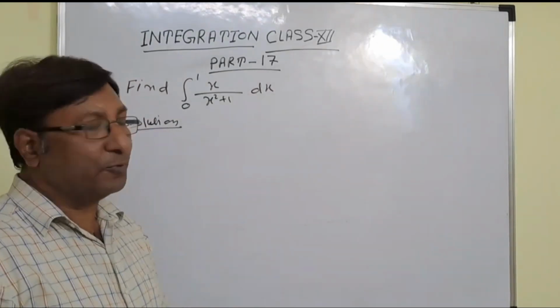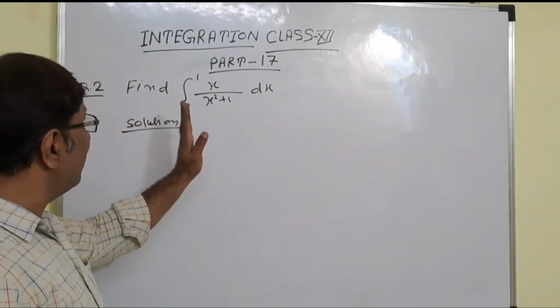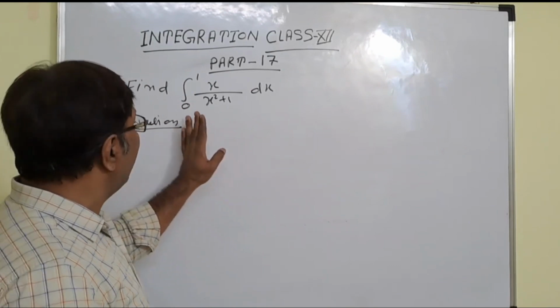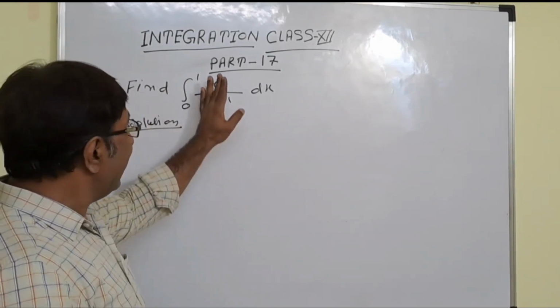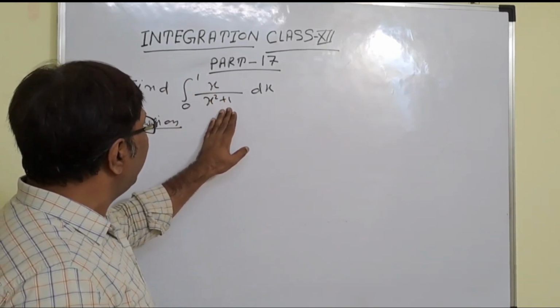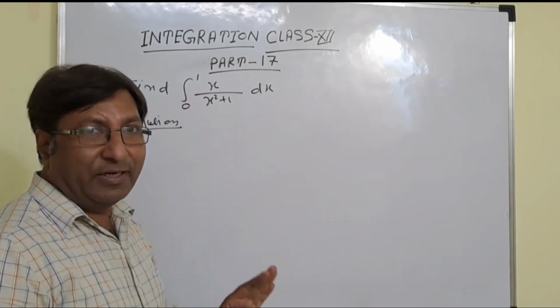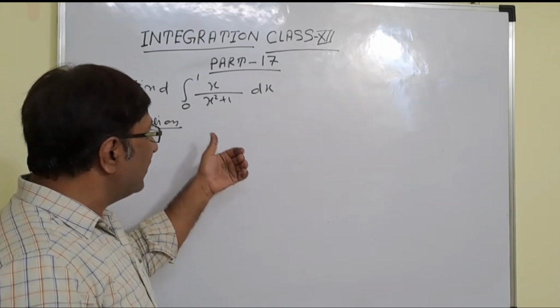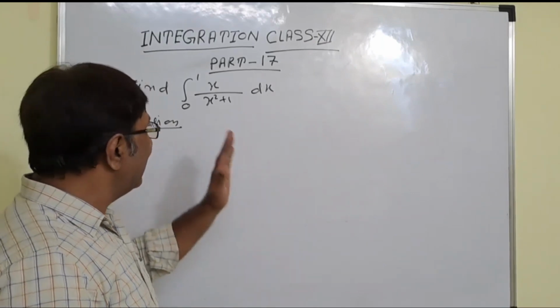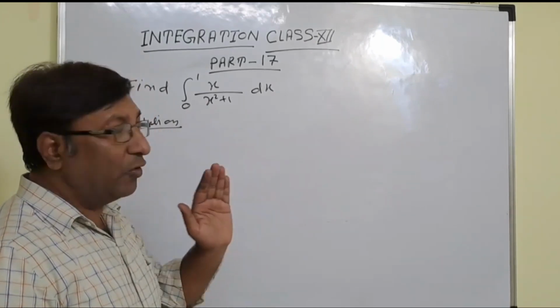Now see the next question. The next question 2 is: find the integration from 0 to 1 of x upon x square plus 1 dx. So again this is a definite integration. So first you find the integration of the given function and then use the upper limit and lower limit.